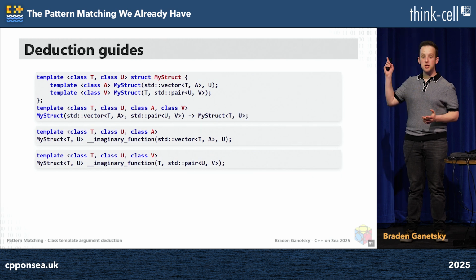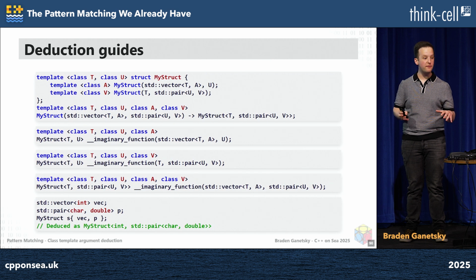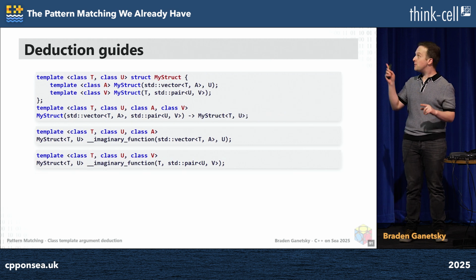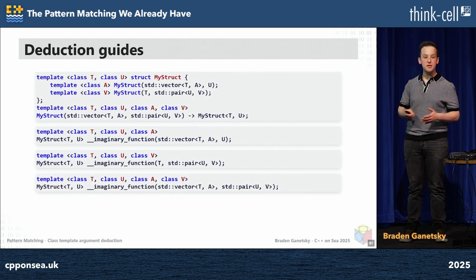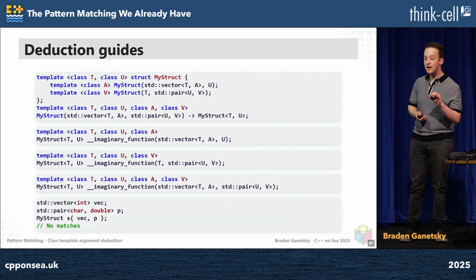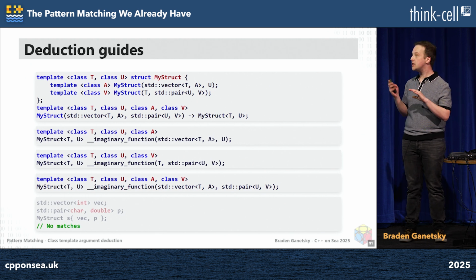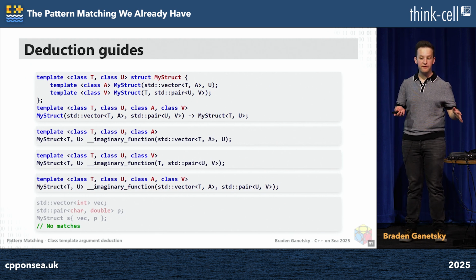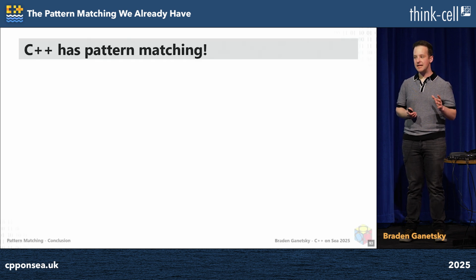What happens if I write my deduction guide incorrectly? Because I could do that. I could just return myStruct of T, comma, U. Notice, before it said T, comma, std::pair of U, comma, V, and that allows the first constructor to be called. If I do it like this, none of the constructors can be called. And so now, this third deduction guide will look a little bit different. The return type is different. And so if I try calling myStruct of vec, comma, p, there's no matches. And there's no matches because even though class template argument deduction succeeds, there is no constructor available once it succeeds, and so we fail.